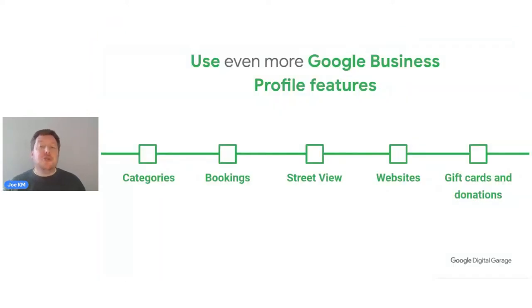Use even more Google Business Profile features. So you've got categories, you've got bookings where you can link it to a secondary system. Something like Calendly or other ones exist. Google, you can link it to your calendar. Outlook, you can link it to your calendar so that your customers can book the timing that suits them when you are free, so you don't even have to do that bit. Using Street View is a really good way of doing this, a website and gift cards.